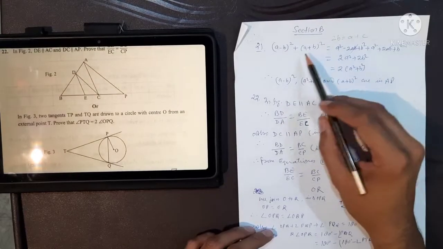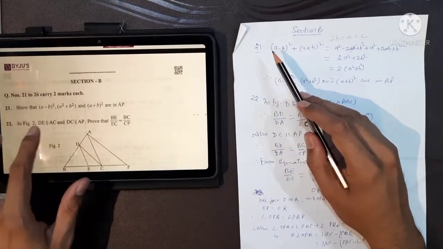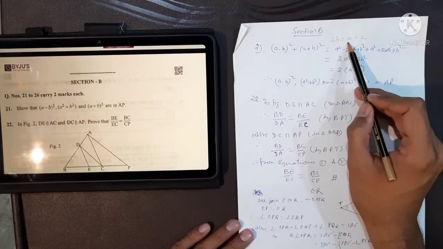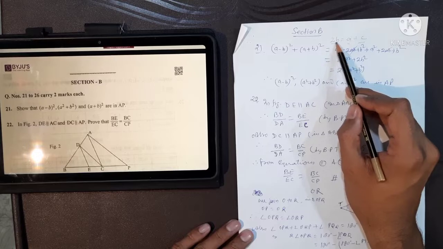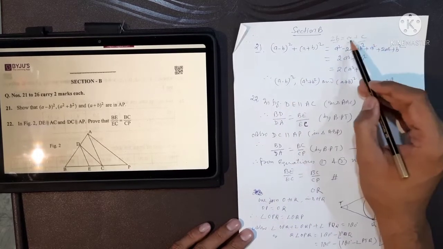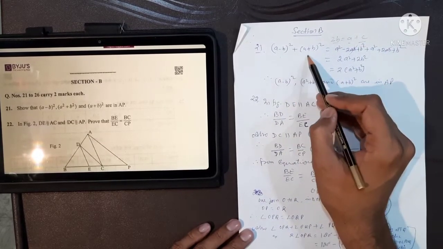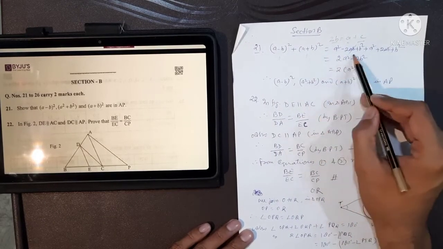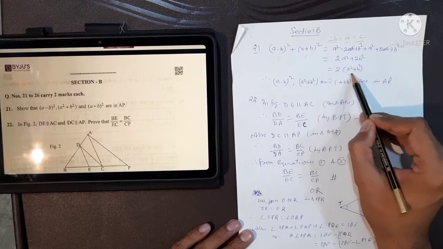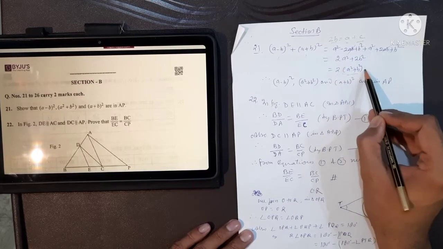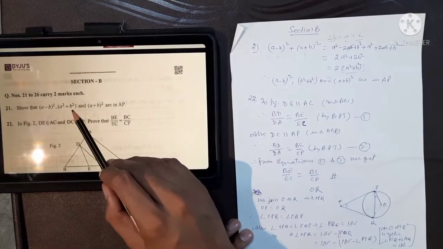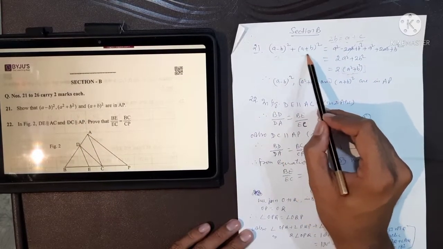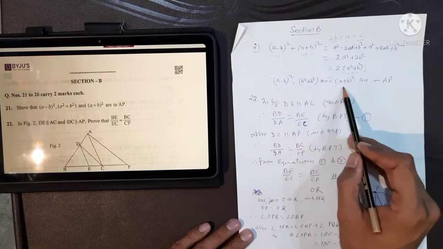We move on to question number 21, in which we have to prove that these terms are in AP. So we know that A plus C is twice of B. The first term and the third term are added, and when we solve by opening them, we get twice of A square plus B square, and this is the middle term, A square plus B square. So twice the middle term is the sum of the first and third term, hence these three terms are in AP.